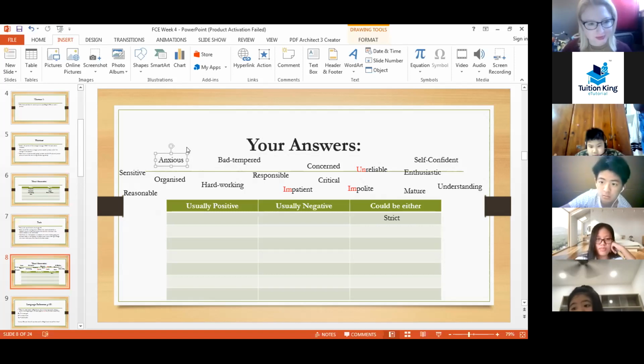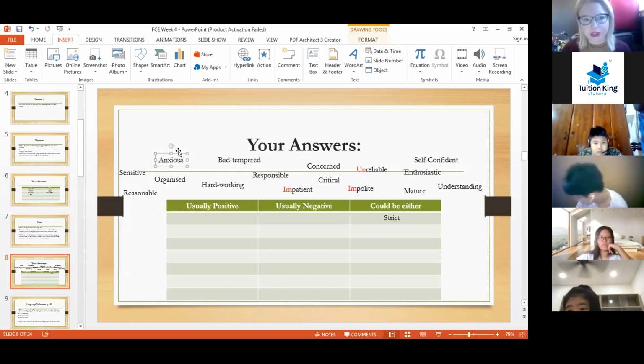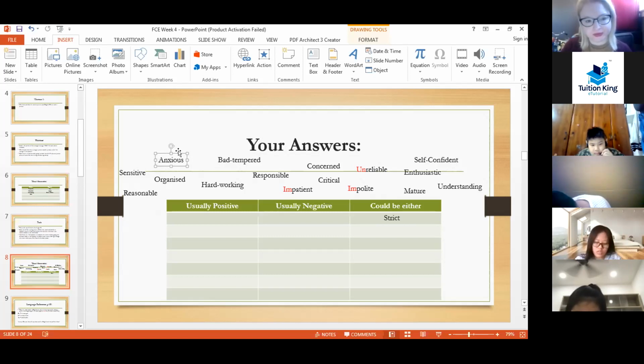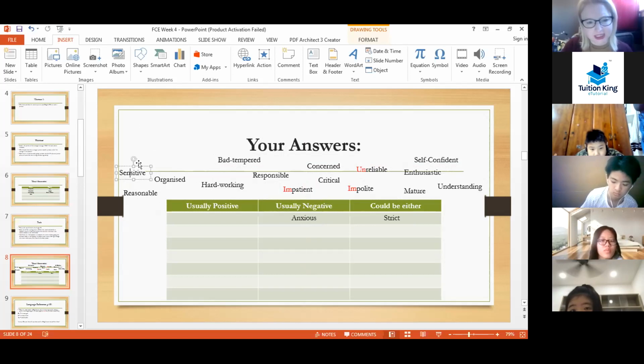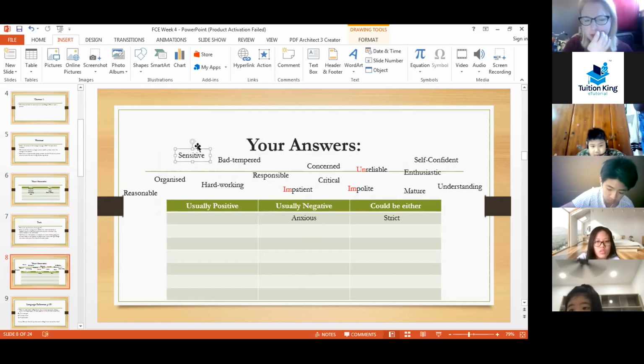Anxious. Good. It's a bit of a strange spelling, isn't it? Even for English. And where do you think this word should go? Negative. I would agree with that. Okay, it's sensitive. Negative. Okay, does anyone disagree with this? Are we all agreed? Because I imagine that some of you might have different answers for this.